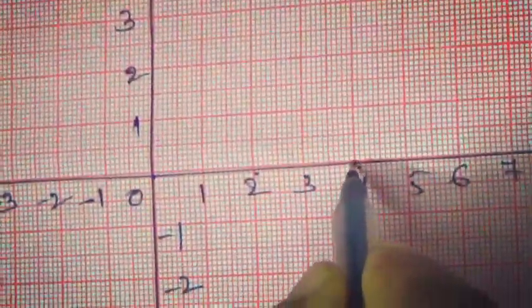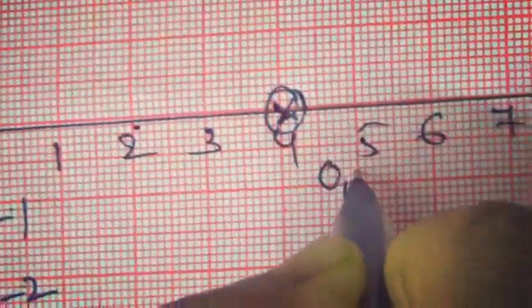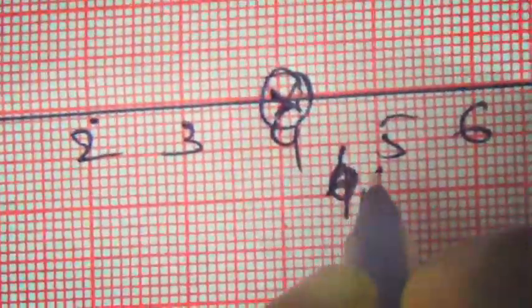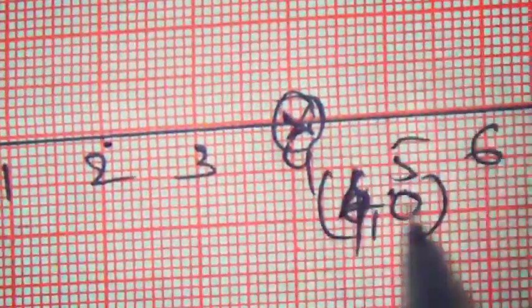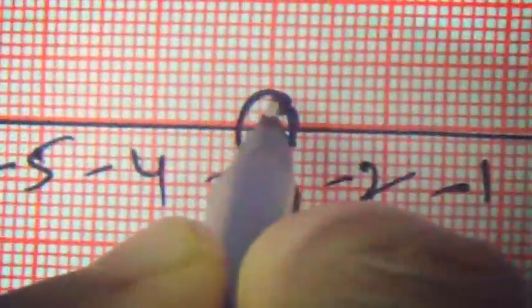And the next point 4 comma 0. Here there is a 4 on the x-axis and 0 here itself. Okay, 4 comma 0. The next one minus 3 comma 0. Minus 3 is here, so minus 3 comma 0 in the same place. So these are the points. I just add these all.